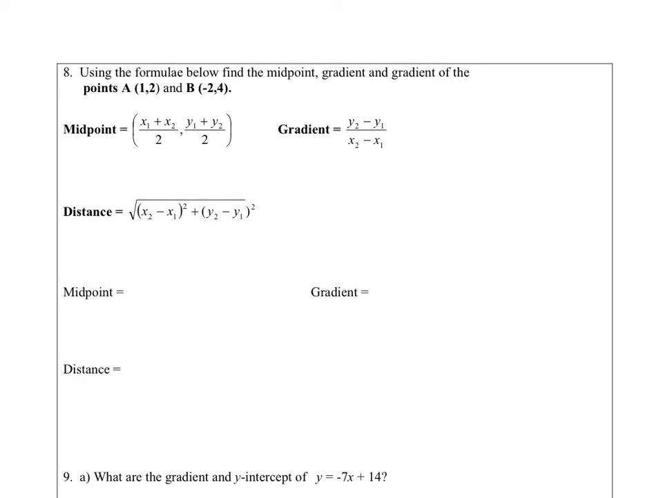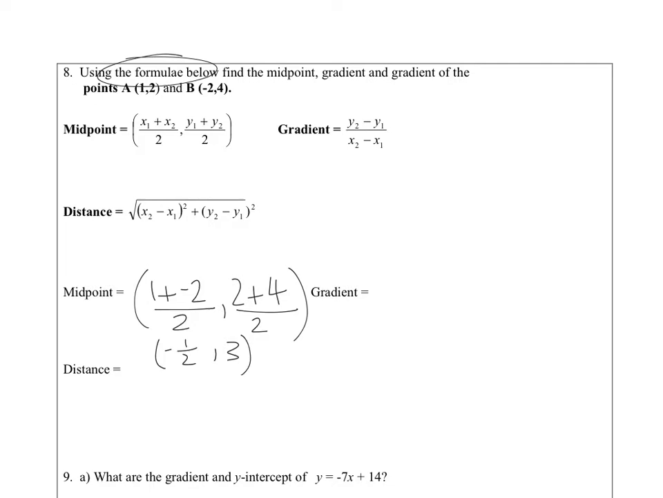Use the formula. Because it says use the formula, we are going to use it. The midpoint, okay, x1 is the first x value, which is 1, plus the second x value, which is negative 2, all over 2, because mid is just an average. The first y value, which is 2, plus the second y value, which is 4, again over 2. 1 plus negative 2 is negative 1, over 2 is negative a half. 2 plus 4 is 6 over 2 is 3.